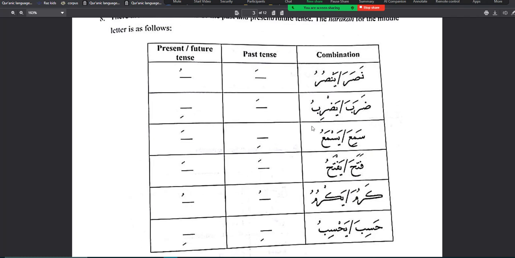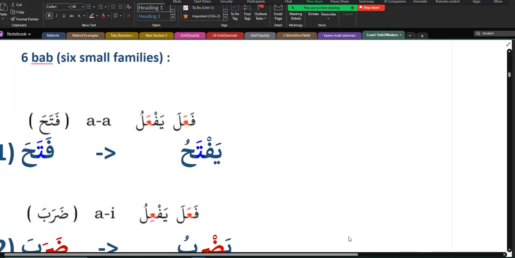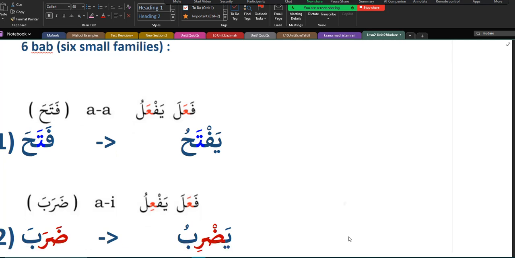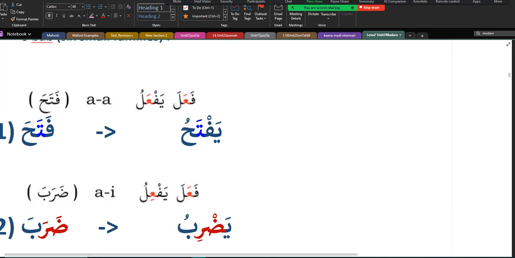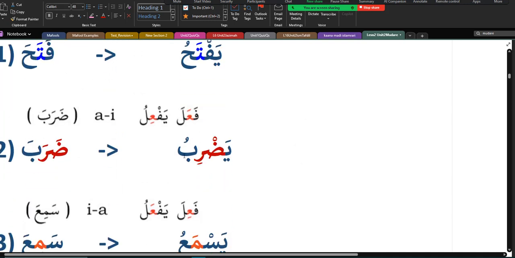The only 3 you have to remember are: you all know nasara yansuru, right? Like qatala yaqtulu, daraba yadribu, samia yasma'u. So these are the 6 small families. These are very important. You have to memorize them, and you should know which bab each belongs to. Here I have fataha yaftahu, fa'ala yaf'alu, that is called bab fataha. And daraba yadribu, the fa'ala yaf'ilu pattern, belongs to bab daraba.